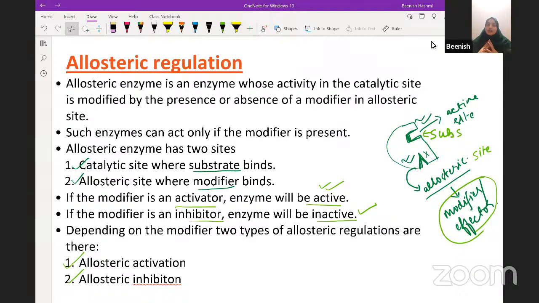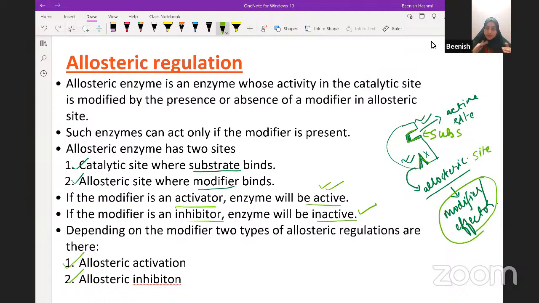It is trying to say you have an allosteric enzyme which has two sites. One is the active site here, and the other is a different site other than the active site, which is known as the allosteric site. This one here. Now, in the allosteric site, modifiers are going to bind, and in the active site, substrates are going to bind. Again, there are two points. The modifier binding in the allosteric site can be either a positive modifier or a negative modifier. If it is a positive modifier, it is going to activate the enzyme, and if it is a negative modifier, it is going to inhibit the enzyme activity.